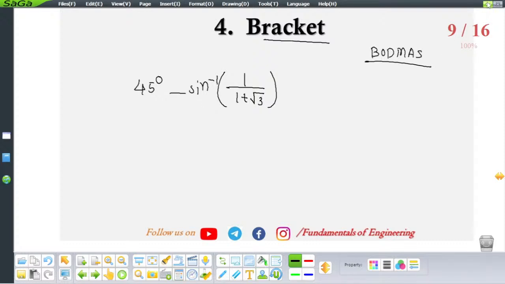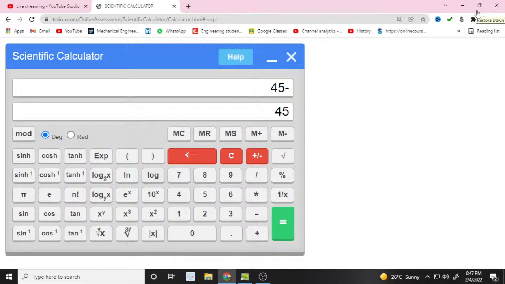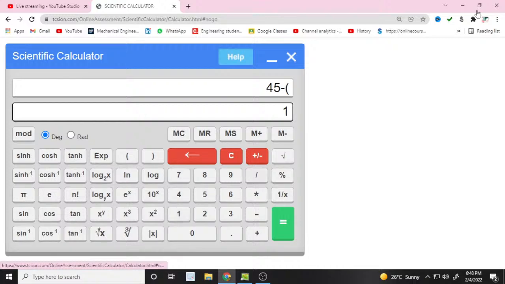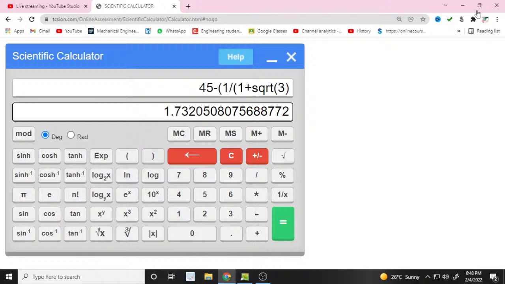So how to take that? First write the numbers. Into bracket 1 upon, again bracket for the denominator, 1 plus root 3. We have to use the number first and then the function. So square root of 3. Close the bracket of the denominator, and this whole function we have to close.